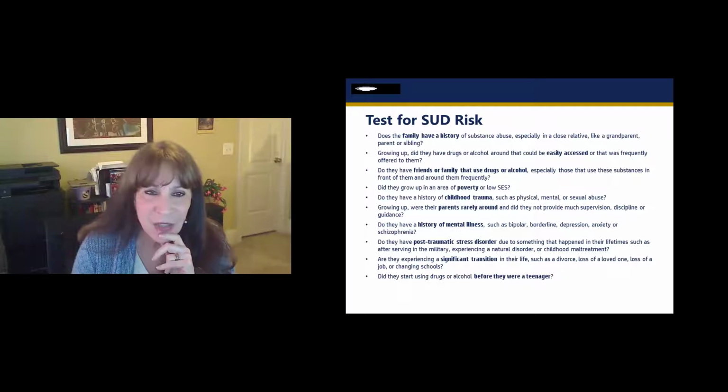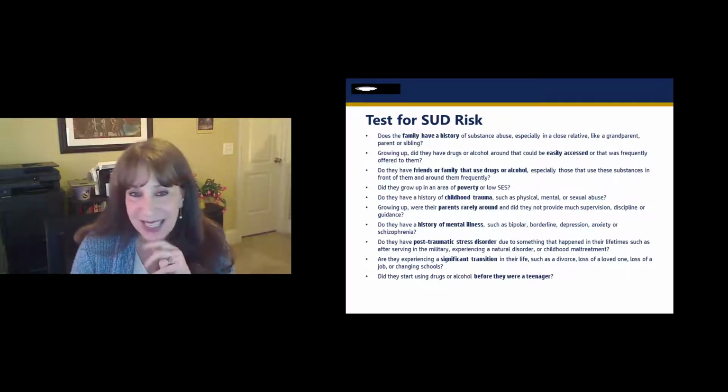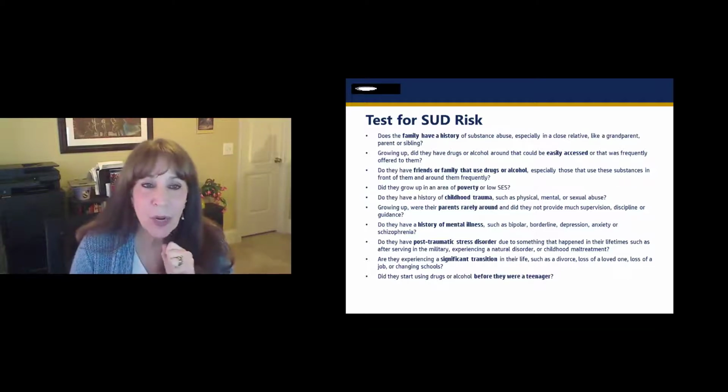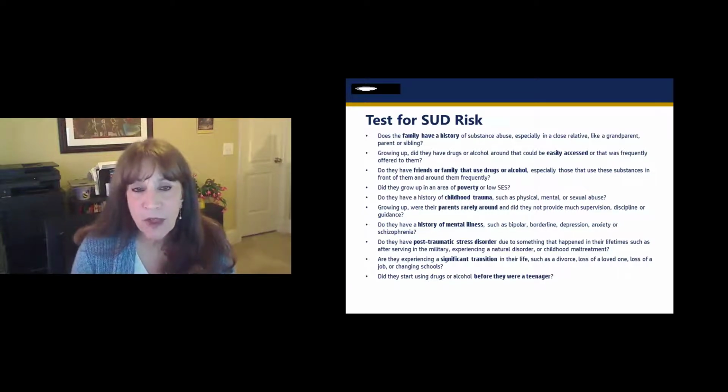So this is a test for substance use disorder. I'm not asking you to take it, of course, but I just wanted to point out that all the major risk factors are in these 10 questions. And I'll just roll through them. Family history of substance abuse in a close relative, easily accessible drugs and alcohol in their environments that are being offered or are around them, friends or family that use drugs or alcohol, who use them in front of them and use them frequently.